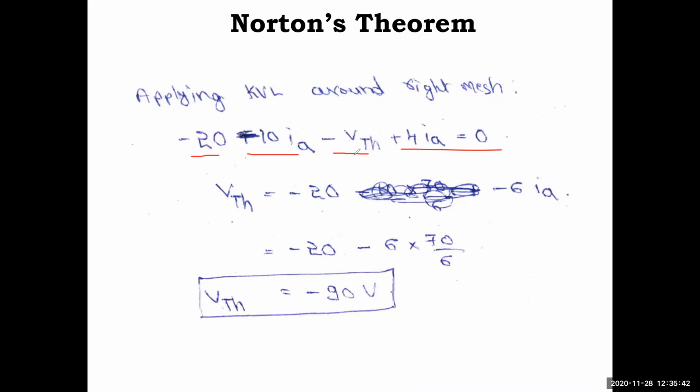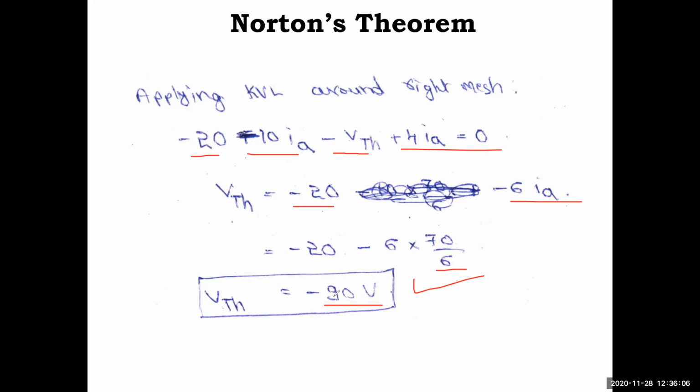So VTH, I have taken to the right side, the remaining left as it is: minus 20, here plus 4 IA and minus 10 IA, I have minus 6 IA. Then IA I will substitute 70 by 6, which is 11.67, because the 6 easily cancels out. So minus 20 minus 70 equals minus 90 volts. Okay, so this is the VTH.